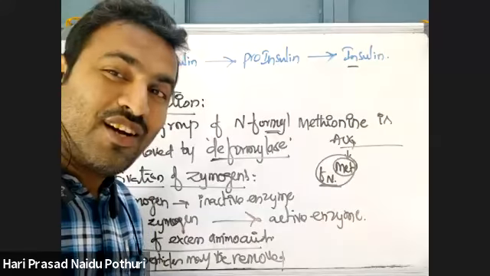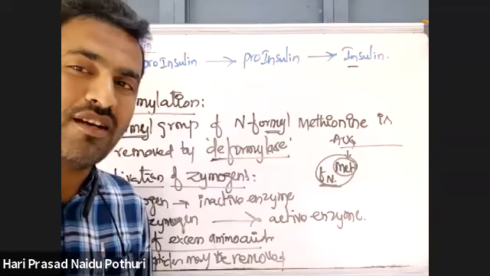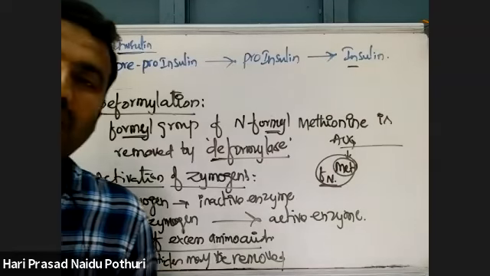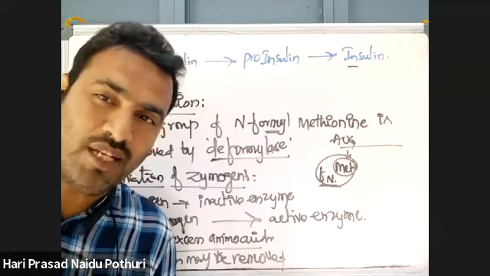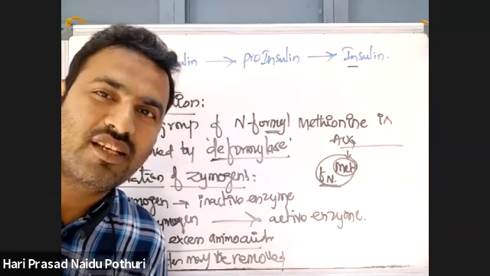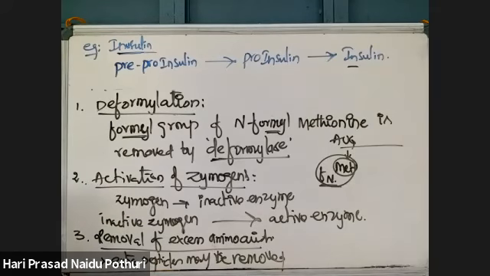Humulin means human insulin which is produced by biotechnology or genetic modification. If human insulin is produced through genetic engineering, then it is called Humulin. Like in E. coli cells, it is produced. In bacteria, we can produce human insulin by genetic engineering. So it is called Humulin.